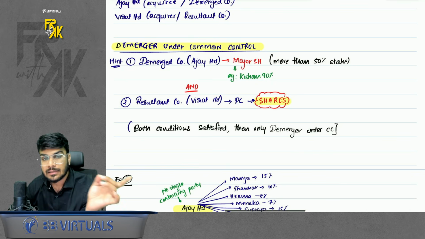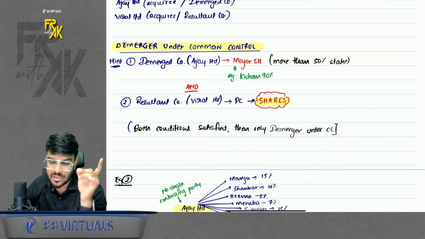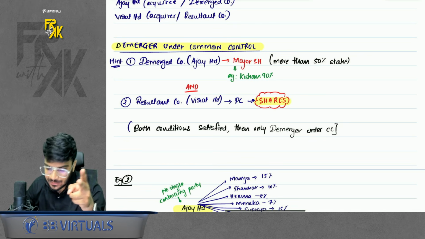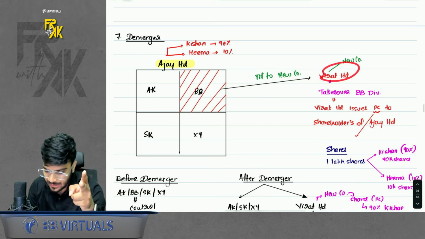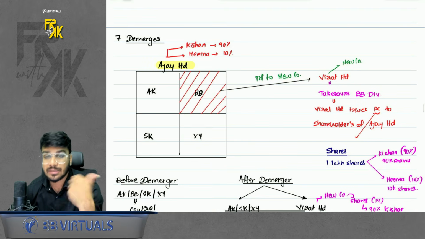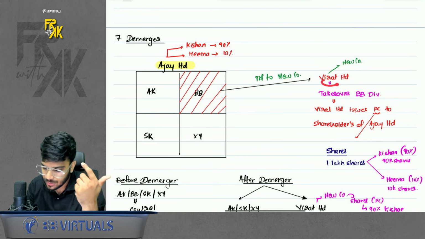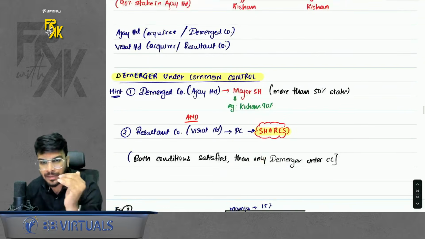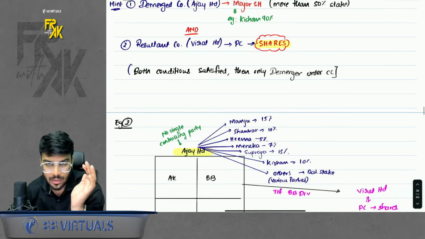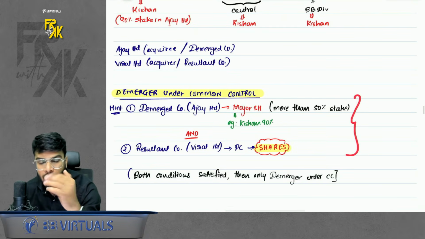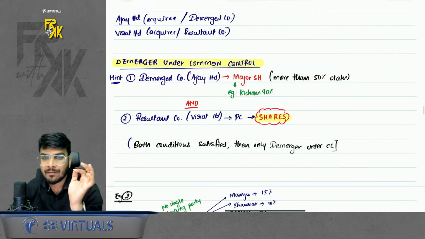Again, I'll repeat. The demerged company should have a major shareholder. Second, the resultant company, that is the new company which is taking over the division from the demerged company, should issue PC in shares. If both are met, then it will be demerger under common control. If either one condition is not met, or if both are not met, then it will be demerger not under common control.